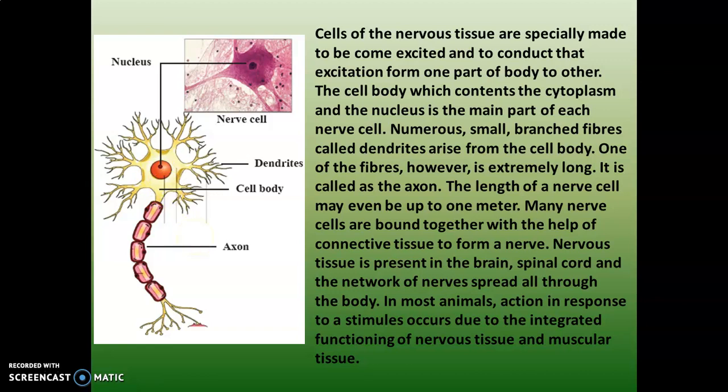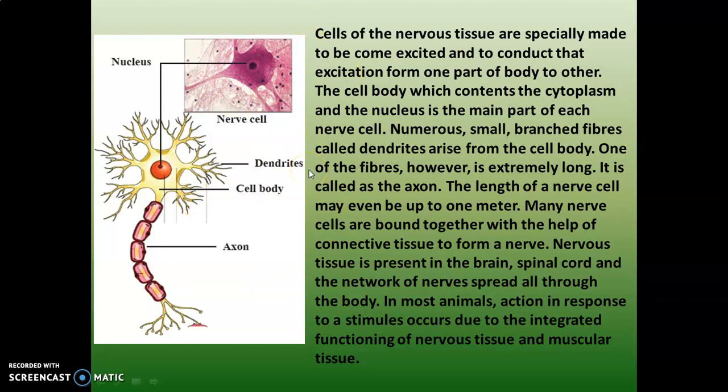One of the fibers, however, is extremely long. It is called the axon. So this is an extremely long fiber which is called the axon. The length of the nerve cell may even be up to 1 meter. Okay, so it could be 1 meter long. Many nerve cells are bound together with the help of connective tissue to form a nerve. Nervous tissue is present in the brain, spinal cord and the network of nerves spread all throughout the body. Okay, this we all know, that the control and coordination is brought about by the nervous tissue.